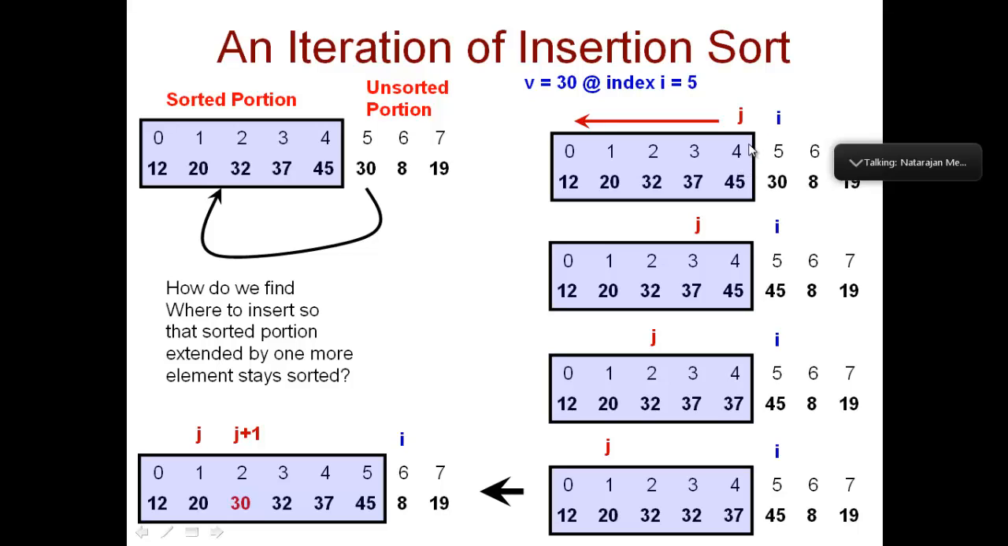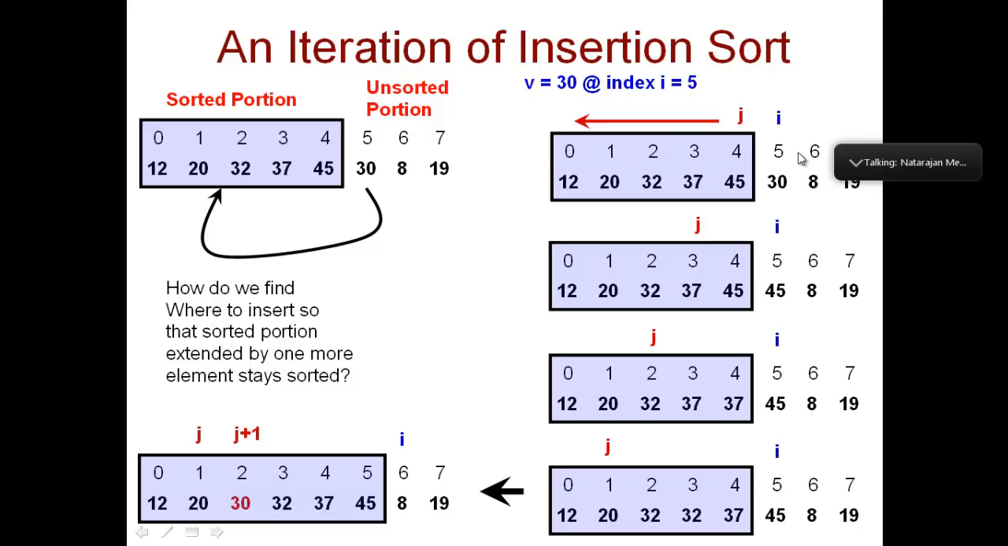So by running a J loop that will go from I minus 1 all the way to 0. Now it depends on the value of the element at index I. If the element at index I is the smallest, or is lower than all the elements in the sorted portion, then we have to go through the J loop all the way up to index 0.